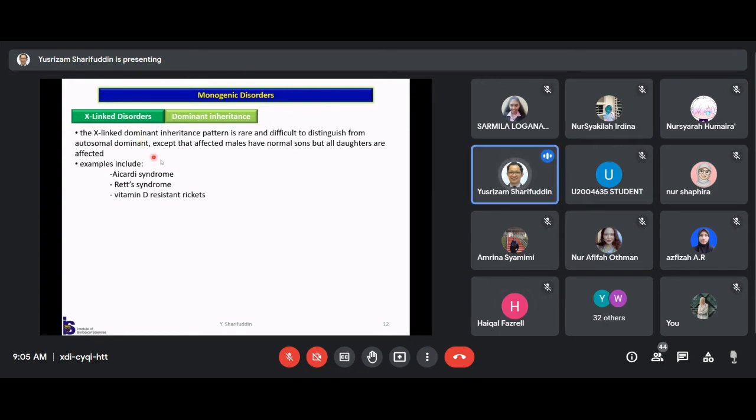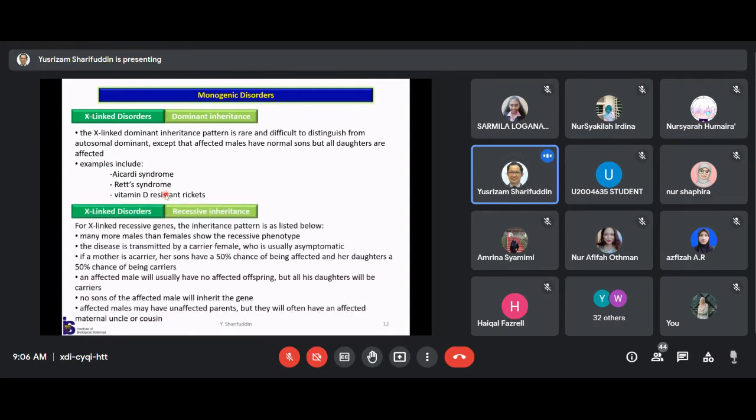For X-linked disorders, we look at dominant inheritance first. X-linked dominant inheritance is known to be rare and difficult to distinguish from the dominant form of autosomal inheritance, except that affected males have normal sons, but all daughters are affected. This is because the disorders are linked to the X chromosome. Examples include Aicardi syndrome, Rett syndrome, and vitamin D resistant rickets.